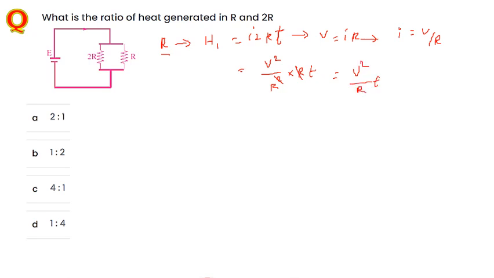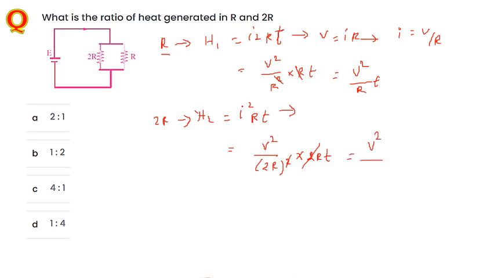For the case of 2R, what you are going to have here is heat generated H2. The same one, I square R into T. The same one from here, what you are going to have is V square divided by R square, where R here is 2R, so V square divided by 2R square into 2R into T. See from this one, 2R, 2R will be cancelled here. So what you are going to have here is V square divided by 2R into T.